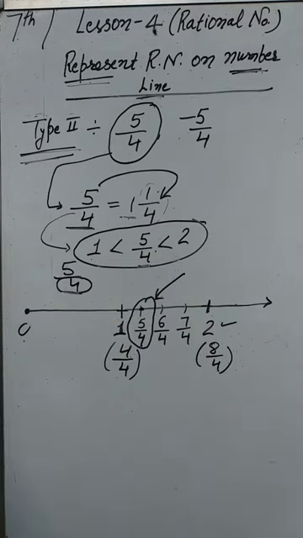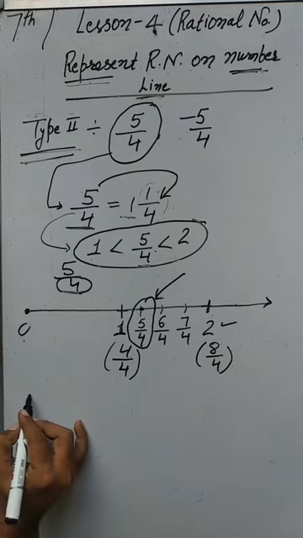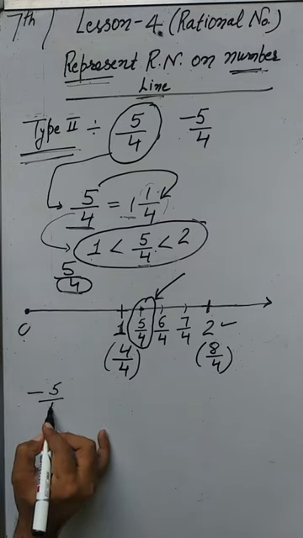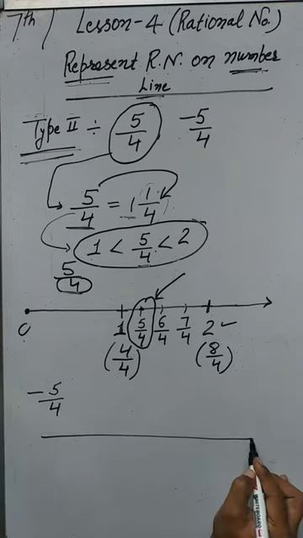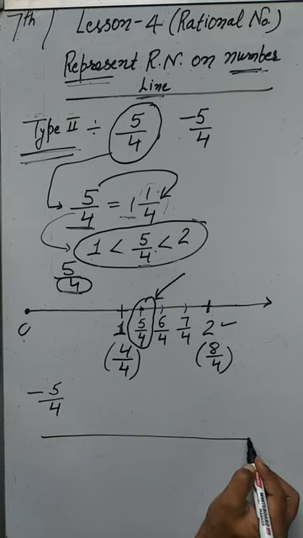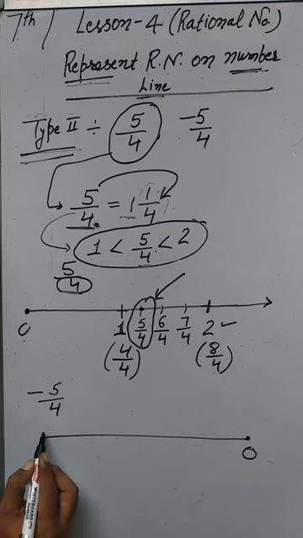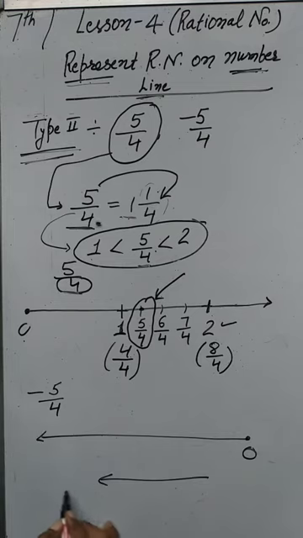Clear, beta? Understood? Similarly you can represent negative numbers. For minus 5 upon 4 you only have to change the sign. Mark here 0. On the left hand side of 0 you can represent minus 5 upon 4 in the same way. In that way you have to represent rational numbers on the number line.